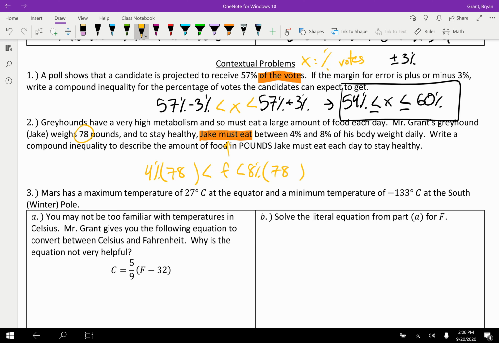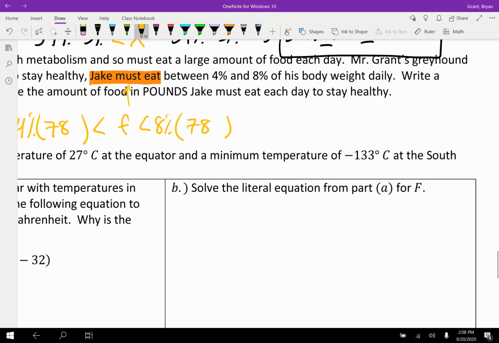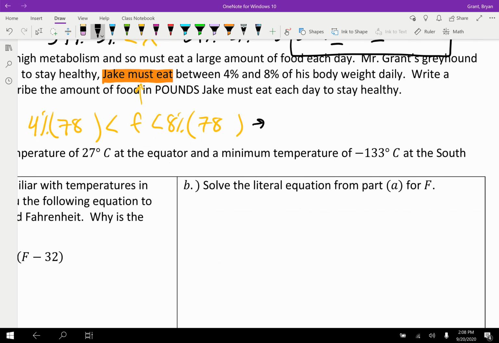Some calculators have percentage buttons. You can make that work. Other calculators might actually make you rewrite the percentage as a decimal, and we've done this before. You move the decimal 2 spots over, so it's going to become 0.04 times 78, that'll give us 4% of 78, is less than the amount of food he has to eat, which is less than 8%, so 0.08 times 78. So you're going to want to whip out that calculator and see what you get.